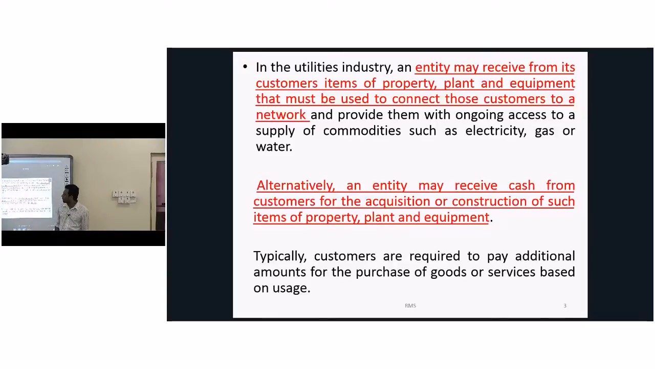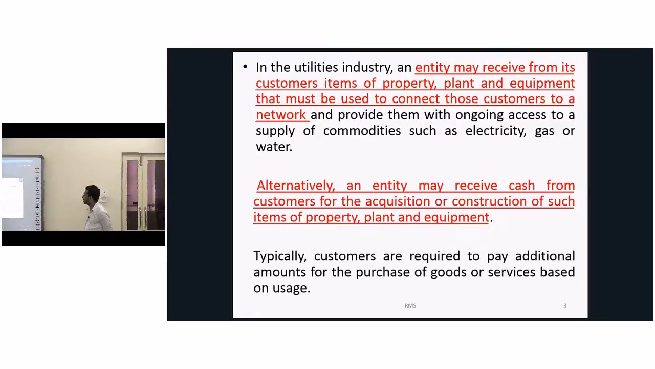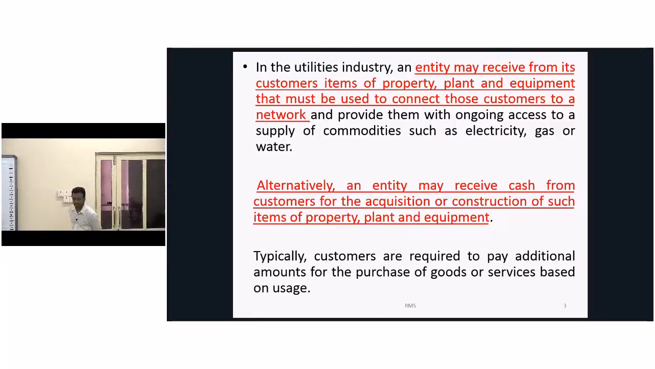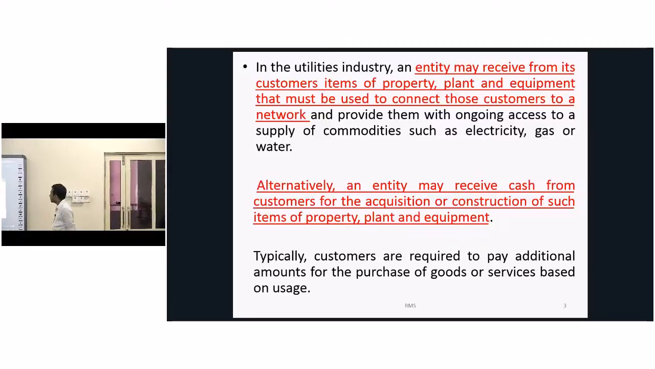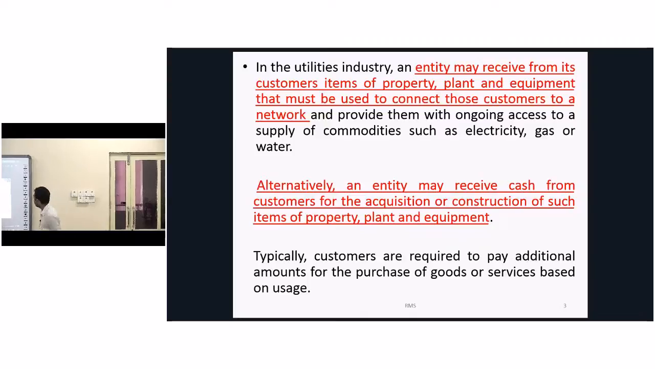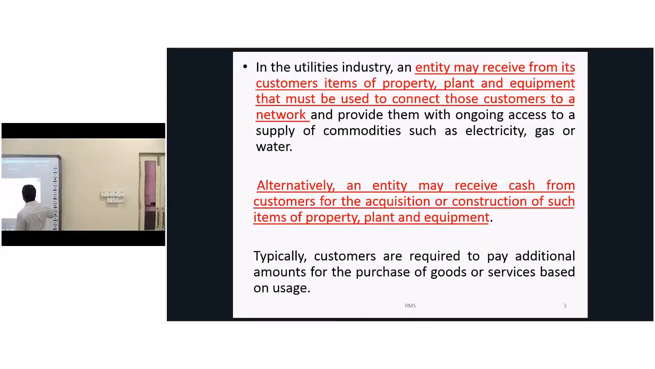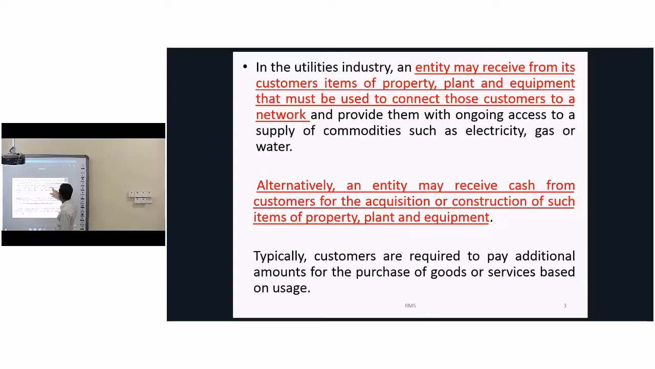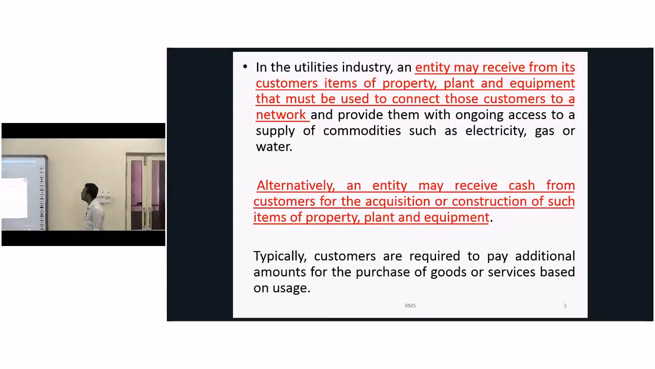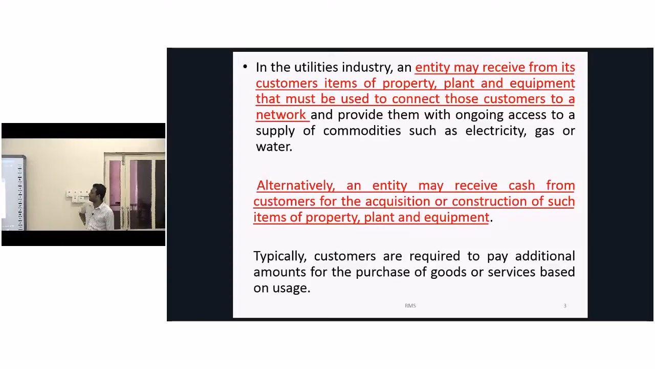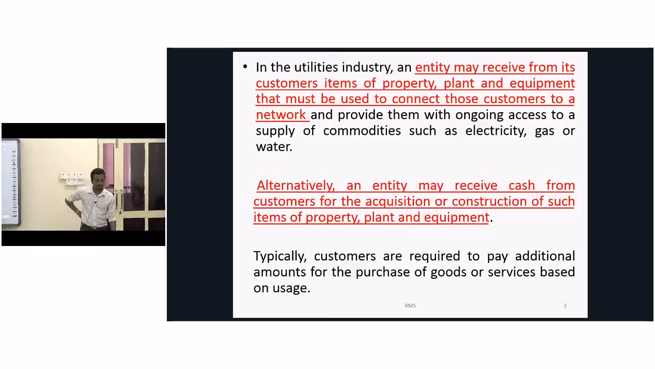Already I explained all these areas. Just see, we need to read these items because I have already explained these. In the utilities industry, an entity may receive from its customers an item of property, plant and equipment that must be used to connect those customers to the network and provide them with ongoing access to a supply of commodities such as electricity, gas or water. I told you, right?